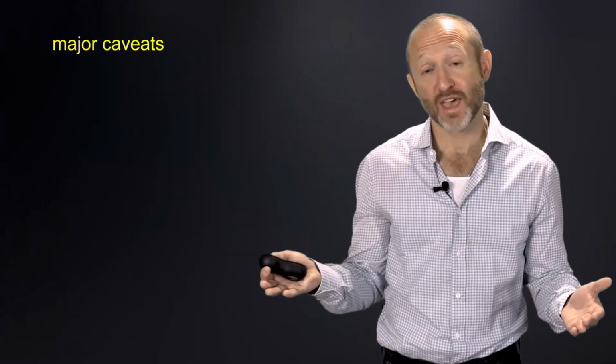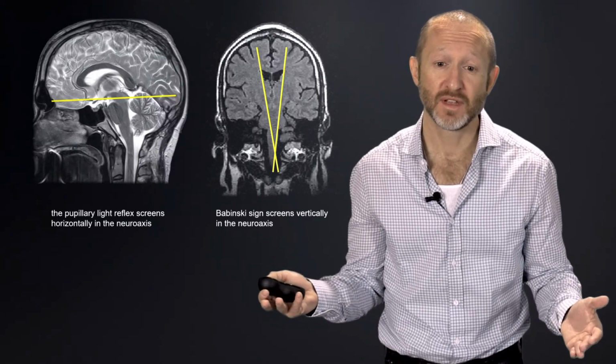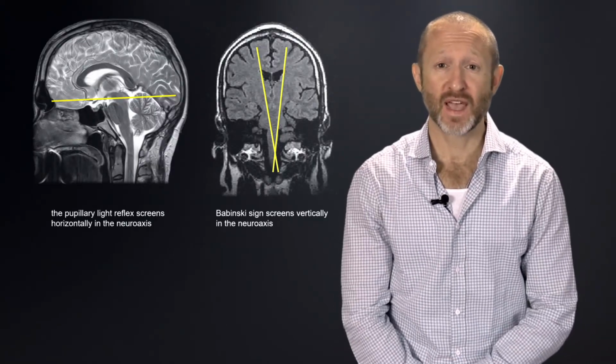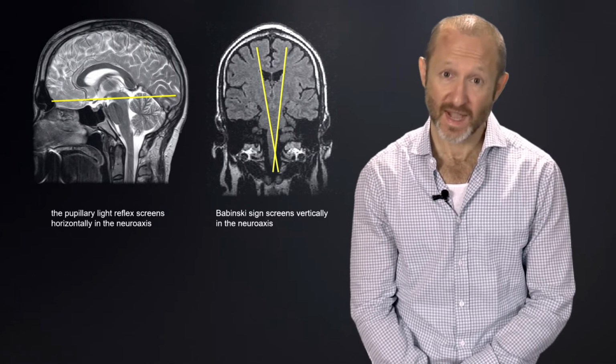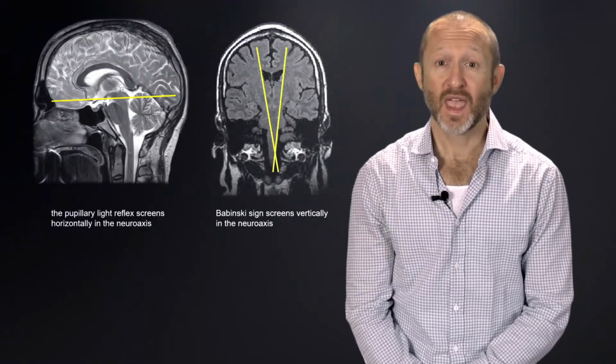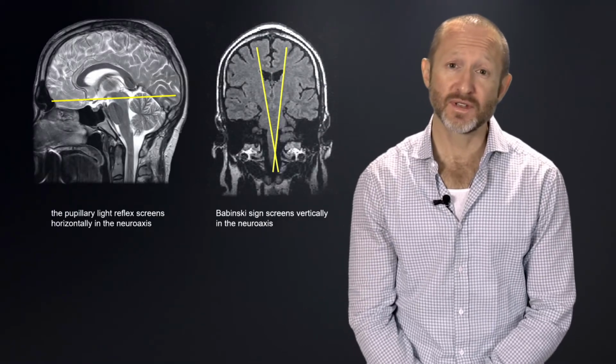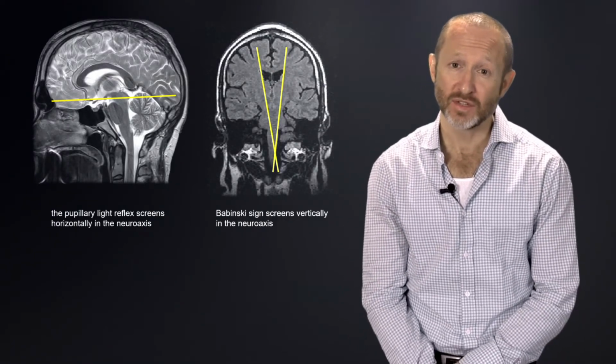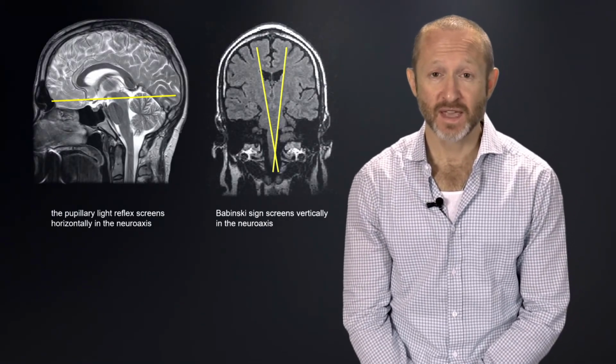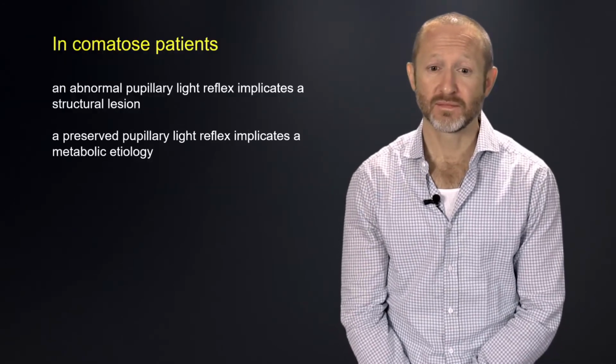Now there are a few major caveats as you go out to practice medicine. Number one, the pupillary light reflex screens horizontally in the nervous system, and Babinski screens north and south. So two of the most important neurologic examinations that I do are to shine a light in someone's eye and to stroke the bottom of their feet.